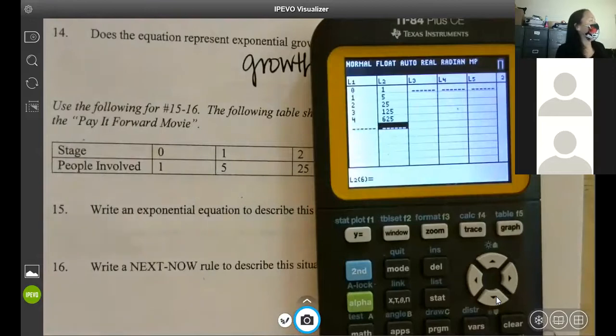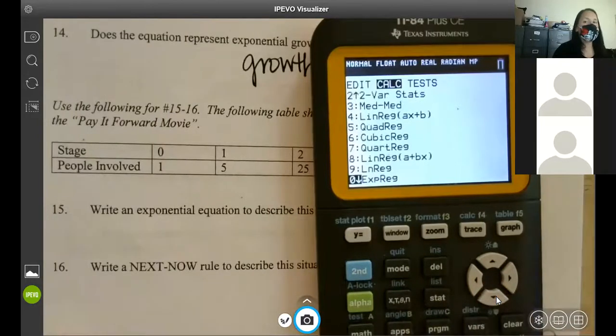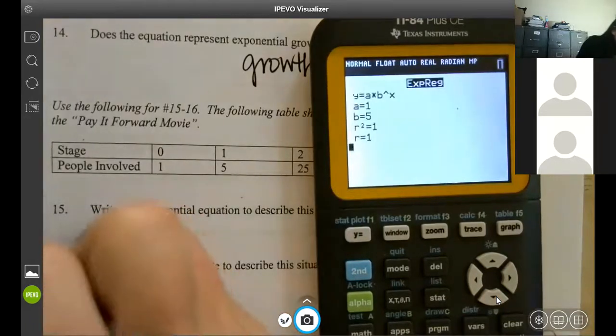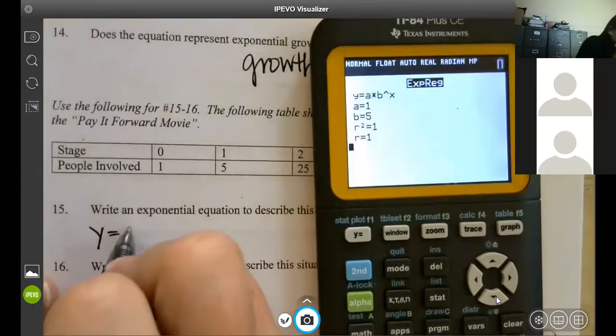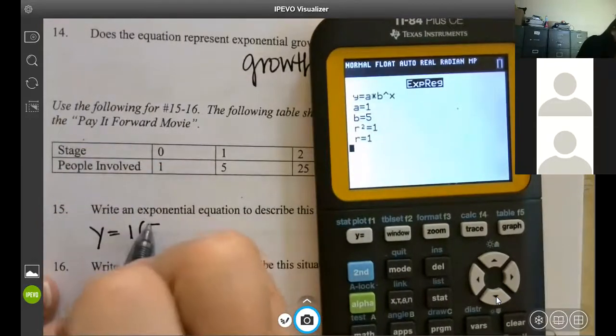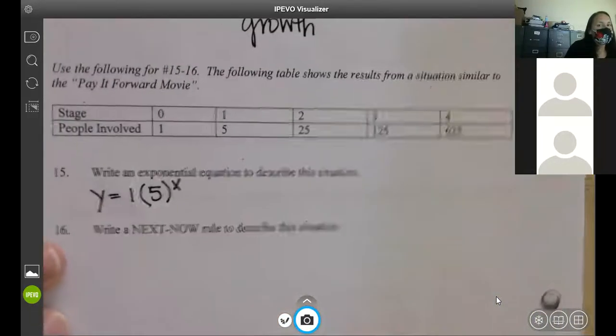I will also show you how to do it by hand, okay? So put it in your table. X is in L1, Y is in L2. You go to stat, calc, exponential regression. We go to 0. And we hit enter. And it tells you the equation. Y equals, what's your first number? What's our y-intercept? 1. What's our multiplier? That's our b, our second number. And then make sure it's to the x. Okay, so it should look like this.